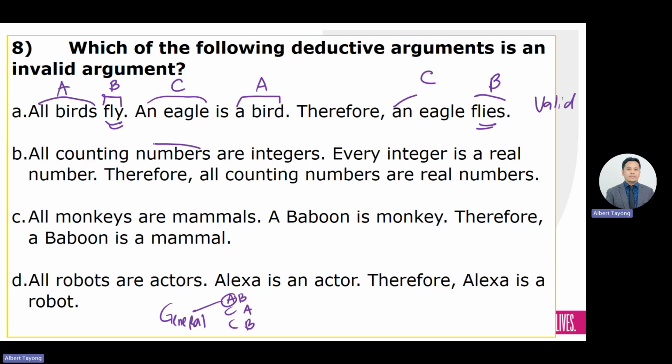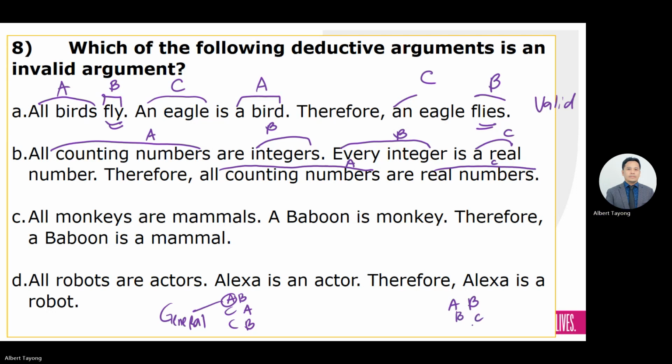This one is general, all counting numbers. That's our A. Integers, that's our B. Every integer, B. Real number, we don't have, so this will be C. It's not mentioned in the first sentence. And here, all counting numbers, this is A, and real numbers, C. So it is A, B, B, C, A, C. This is the second form. And both of these should be general.